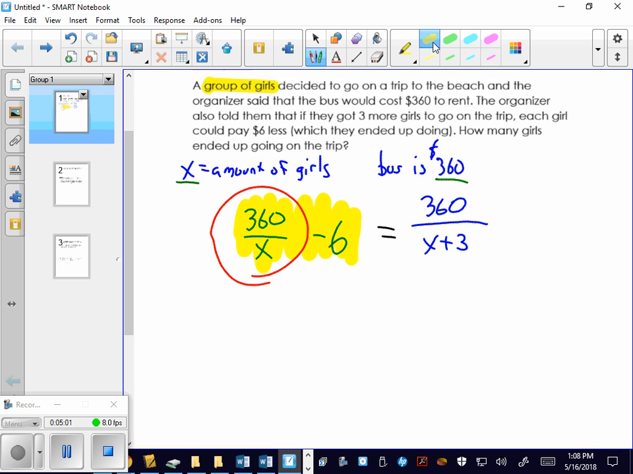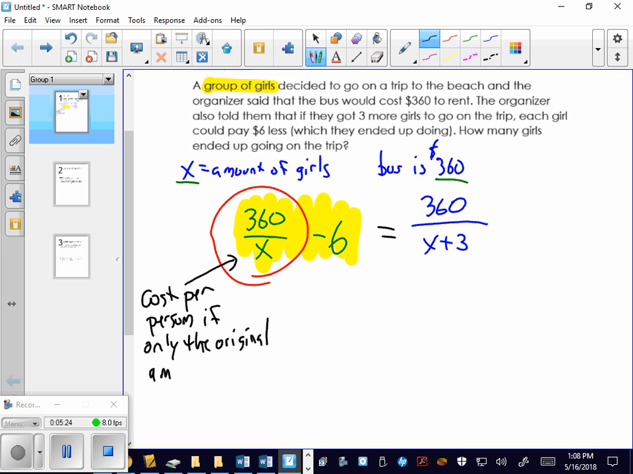All right, so let's check to make sure that this is actually true. Again, let's label this stuff; maybe it'll make it easier. This right here is the cost per person if only the original amount go. If they get 3 more people to go, this is the cost if 3 more people go.